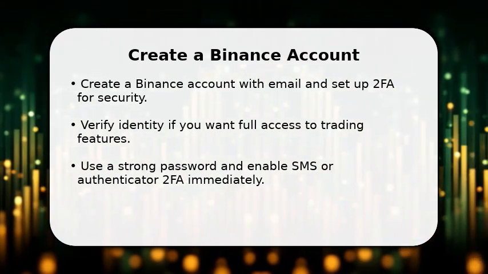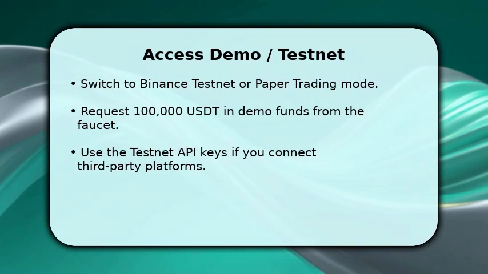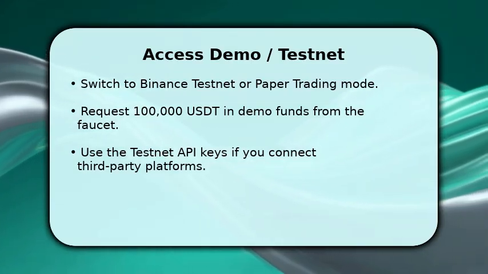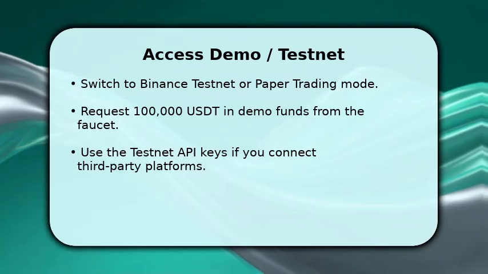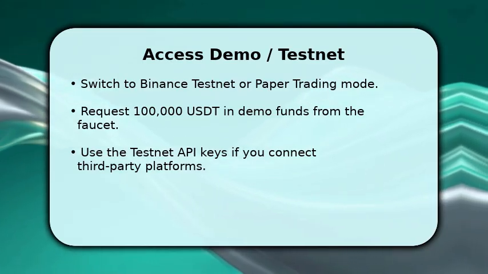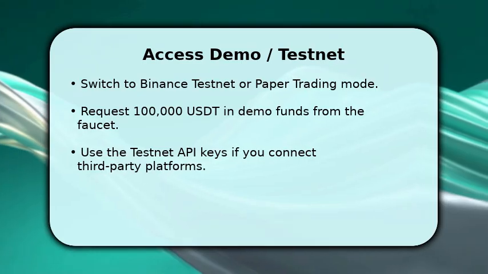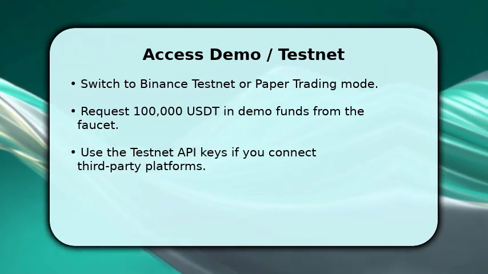From the main menu, choose Trade then Demo or Paper Trading, or visit the Binance Futures Testnet site and select Testnet mode. Switch to Binance Testnet or Paper Trading mode and request demo funds via the faucet, commonly 100,000 USD credited for practice.